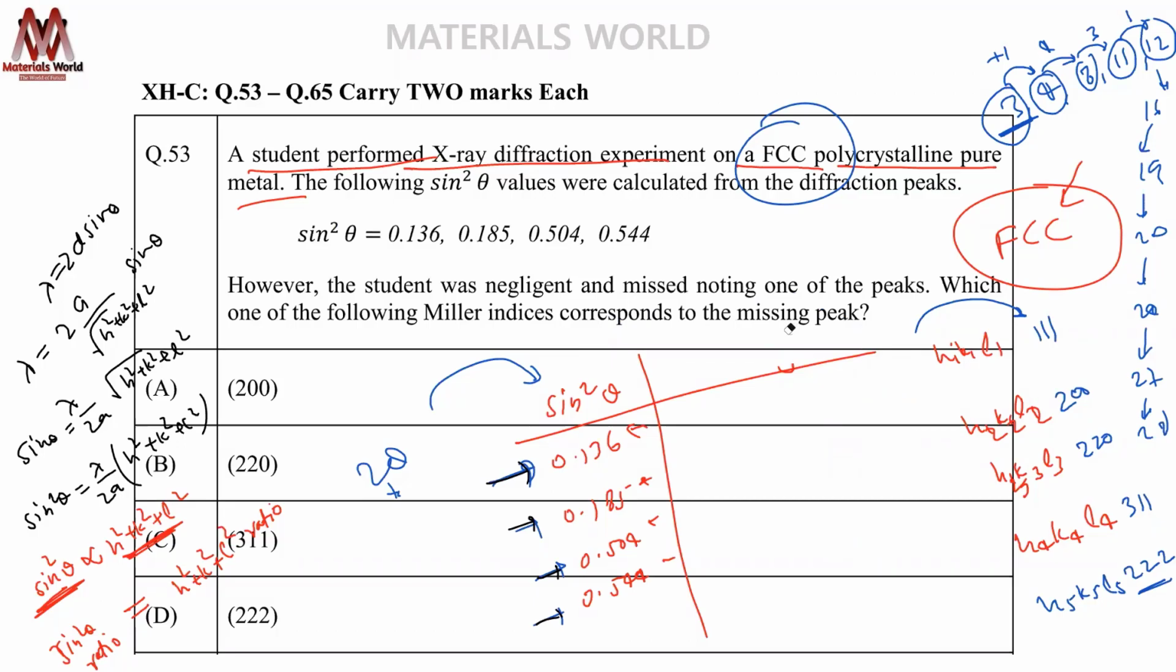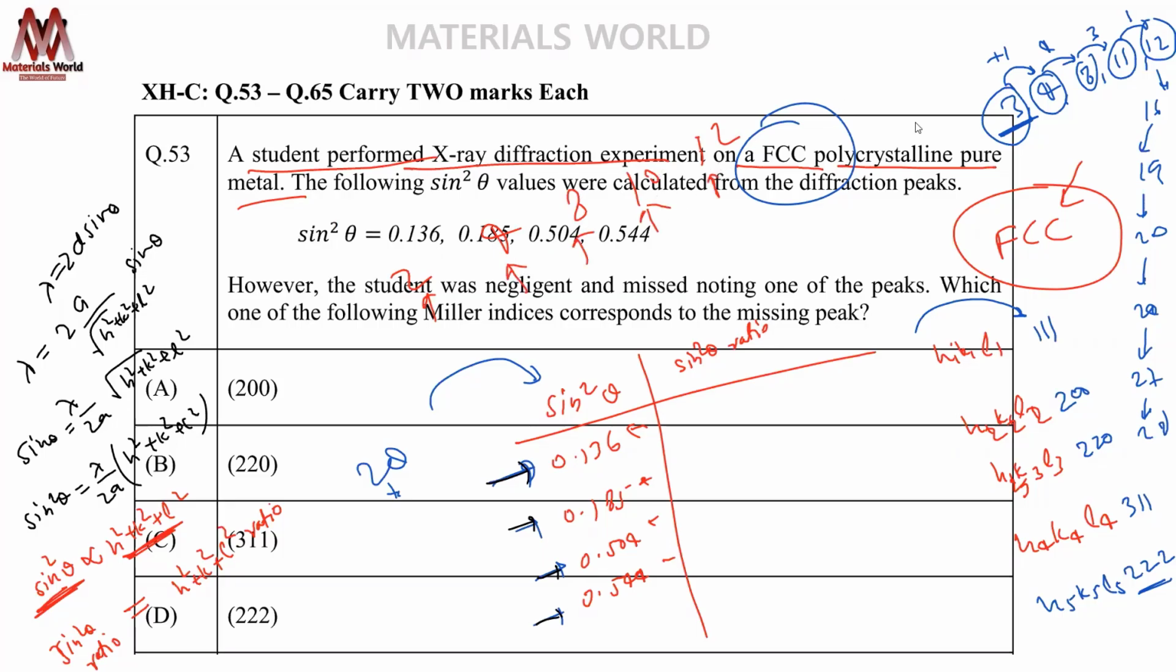How to find out the h square k square l square ratio from sin square theta? First, I have to find out the sin square theta ratio. How? The simplest way: let's say I'm writing 2, 4, 8, 10, 12. This is the individual number of BCC h square k square l square.